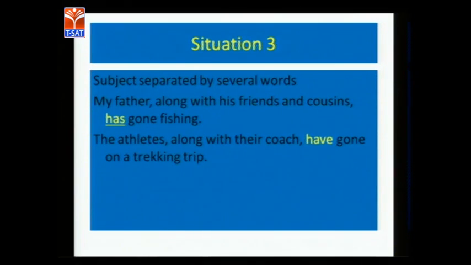So normally we hear people saying, "My father along with his friends and cousins have gone fishing." We get tempted to use the plural verb "have," because we feel that there are two plural nouns in the sentence, friends and cousins. So we feel compelled to use the plural verb, which is wrong. My father along with his friends and cousins has gone fishing. Okay? Who has gone fishing? My father primarily, all right? He took along his friends and cousins.